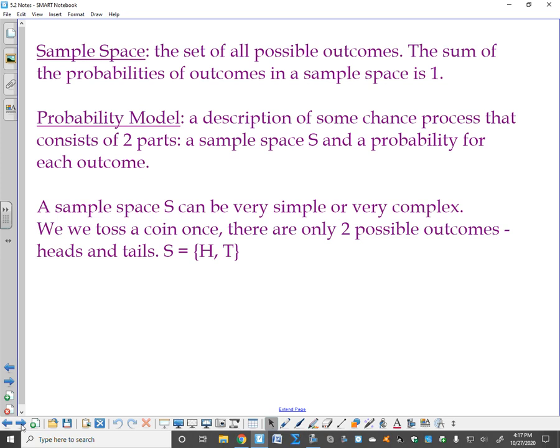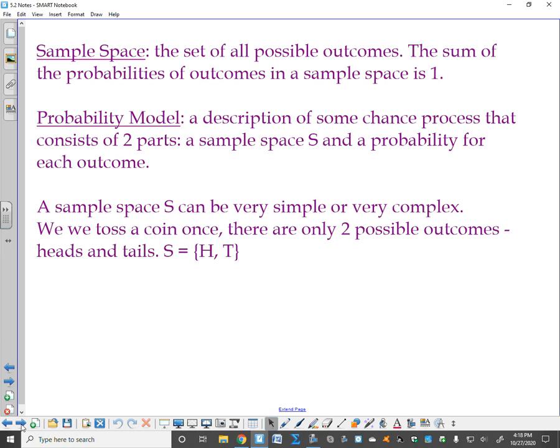If I'm going to roll a dice, then my sample space is, I could roll a 1, 2, 3, 4, 5, 6. Probability of each one is 1/6. Add all those up, I get a 1. A probability model is a description of a chance process that has 2 parts. First part, you have to have your sample space. The second part, you're going to state the probability for every item in your sample space, just like I just walked through. So let's look at another example.